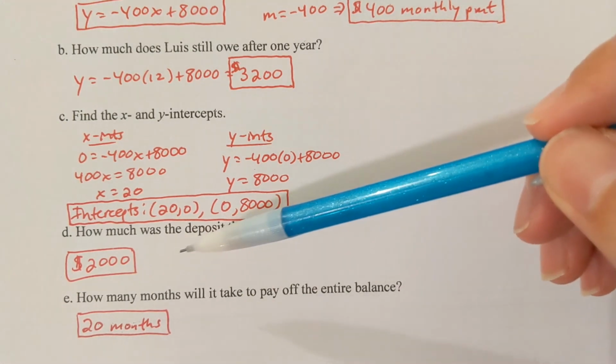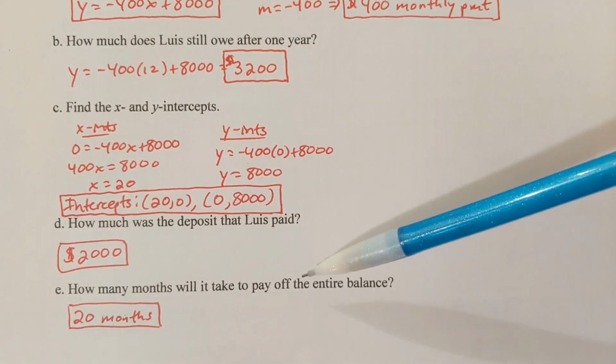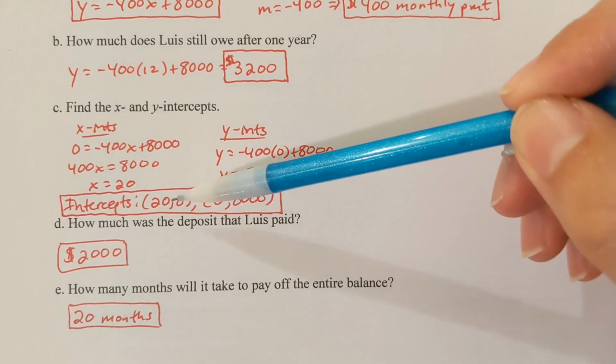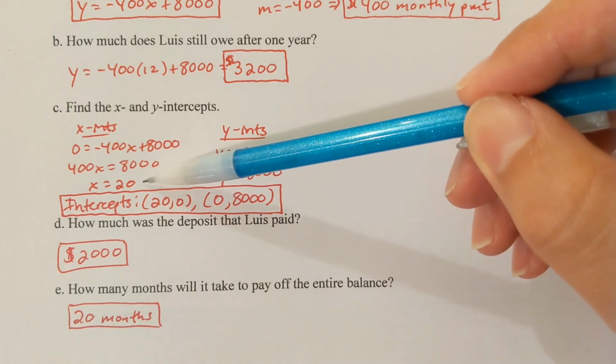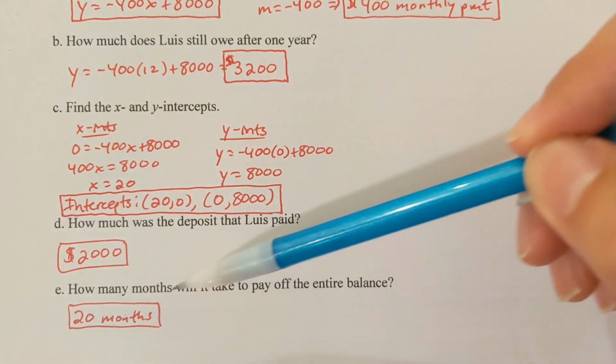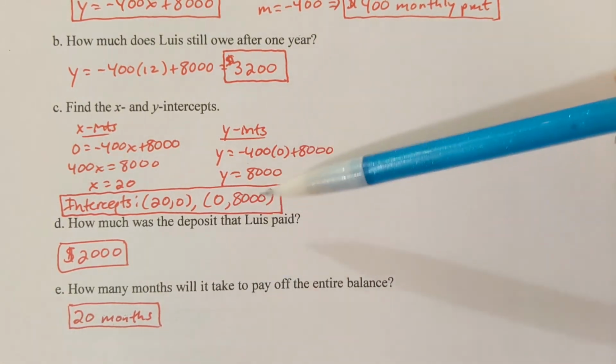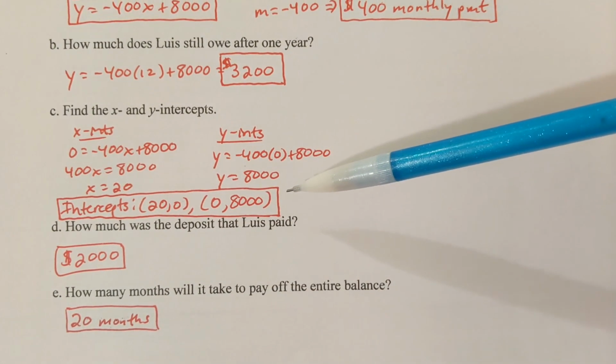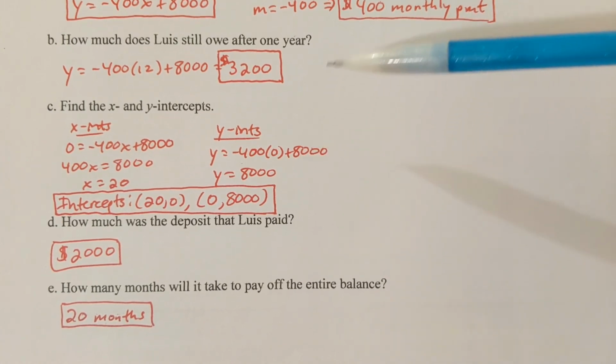Okay, and after how many months will it take to pay off the entire balance? It'd be 20 months, x is the number of months, to get down to $0. So 20 months. So this is really an interpretation of the intercepts that we found.